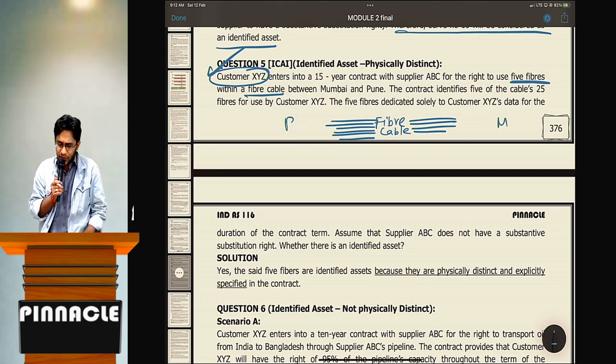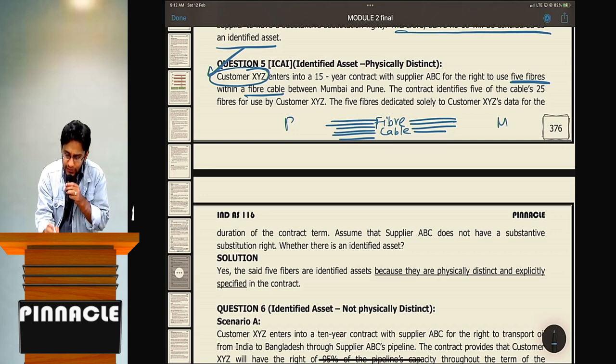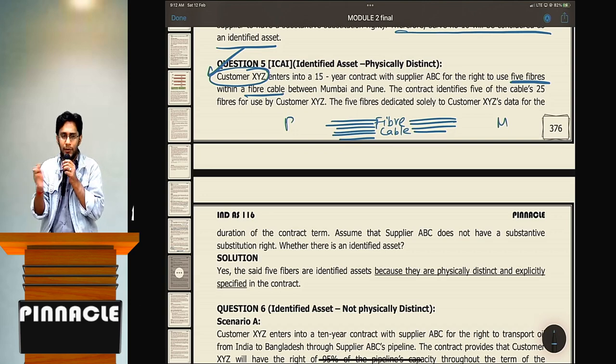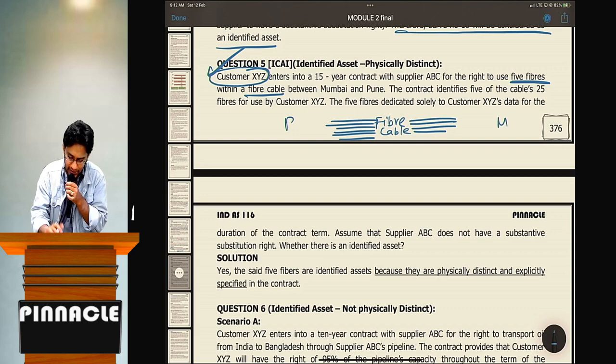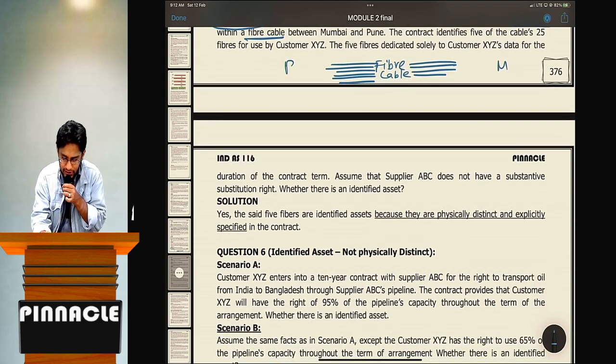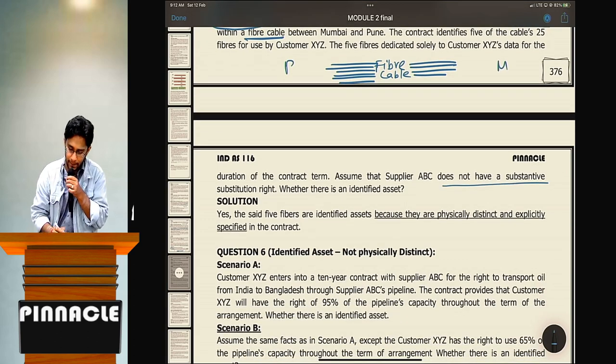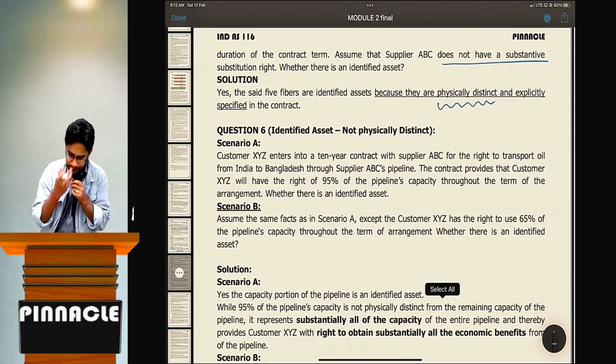Okay. Now here, even though 25 cables are there between Mumbai and Pune, which 5 cables XYZ is having right is clearly identified. So, they are physically distinct, separately identified. Therefore, there is an identified asset. Moreover, substitution rights are not substantive also. The said fibers are identified assets because they are physically distinct and explicitly specified in the contract.